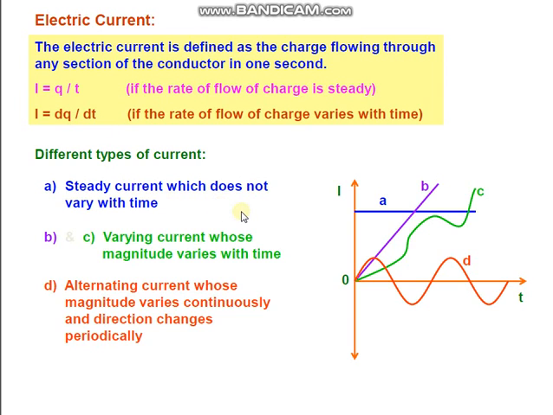Next, types of currents. Steady current, which does not vary with time. You can see E current. B and C currents, varying current whose magnitude varies with time. B current and C current. D, alternating current whose magnitude varies continuously and direction changes periodically. You can see that is D current.